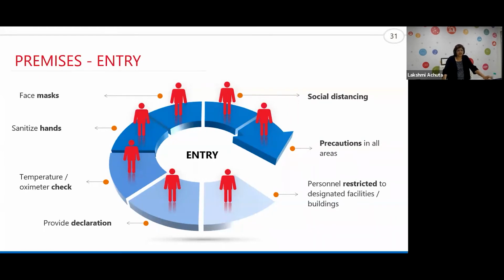Personnel are restricted to designated facilities and buildings. The terminology used in the industry is zoning. Personnel are restricted only to those designated areas, and if they need to move around, they are given special badges. Only these designated employees are allowed to move into the various areas. Visitors have to always be accompanied. Vendors have to be accompanied, and they have to restrict themselves only to those designated facilities or buildings.